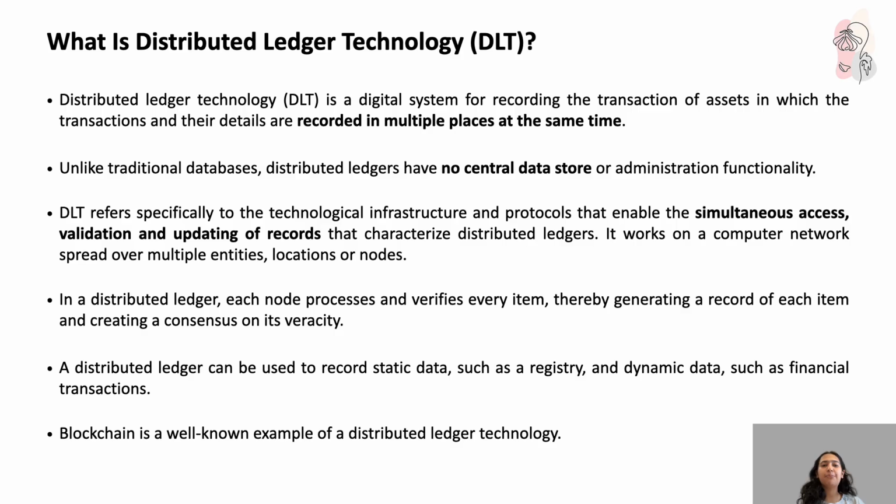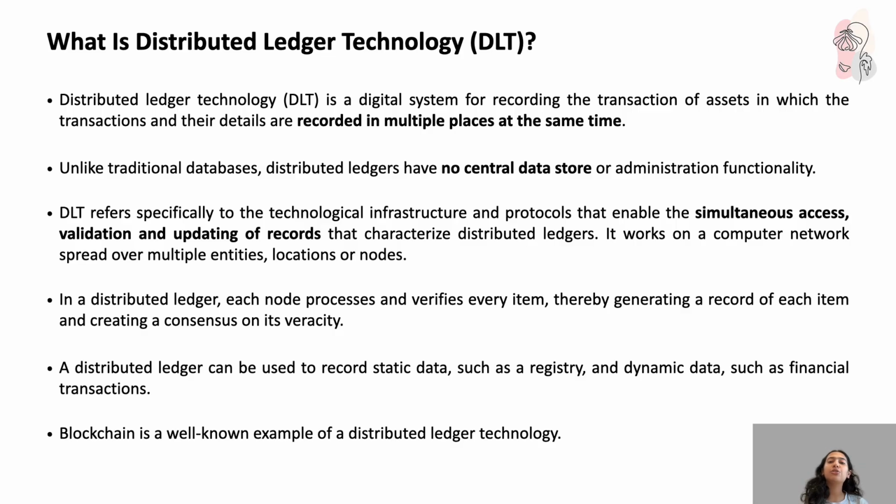And then coming to the next point, DLT refers specifically to the technological infrastructure and protocols that enable the simultaneous access, validation, and updating of records that characterize distributed ledgers. It works on a computer network spread over multiple entities, locations, or nodes. In a distributed ledger, each node processes and verifies every item, thereby generating a record of each item and creating a consensus on its veracity.